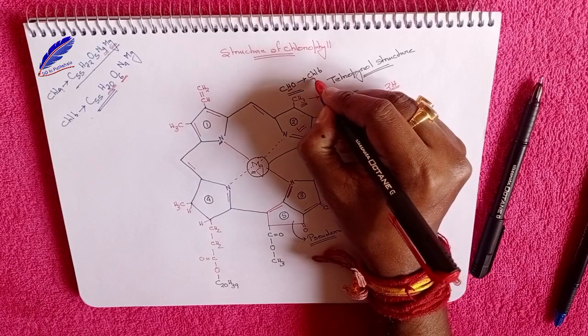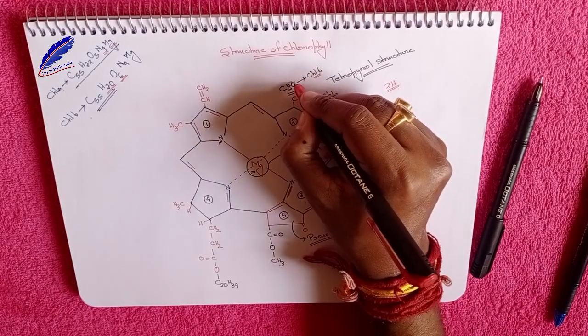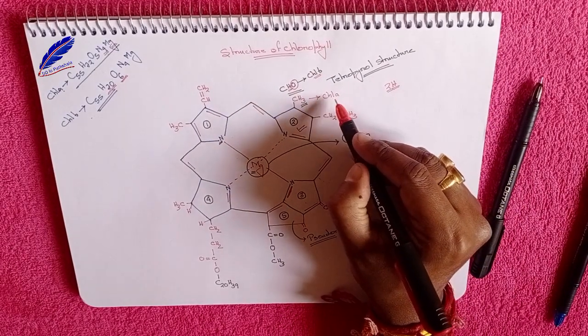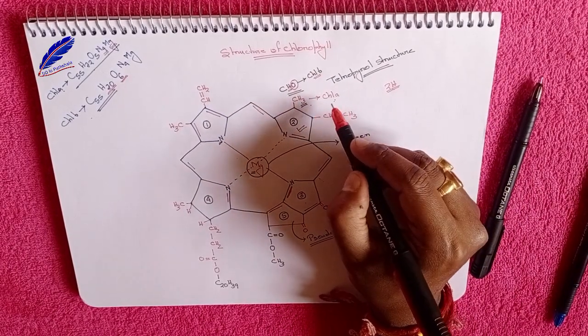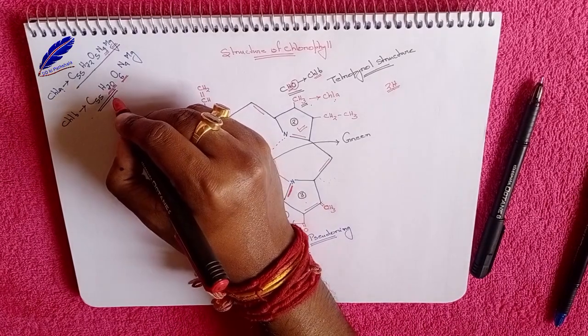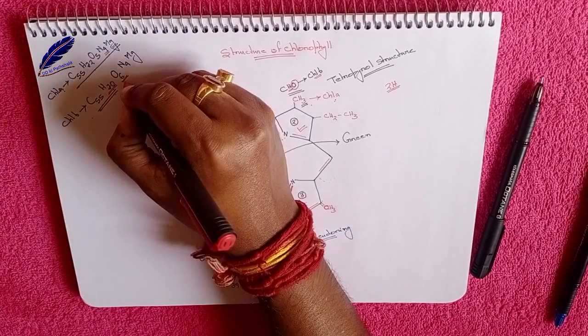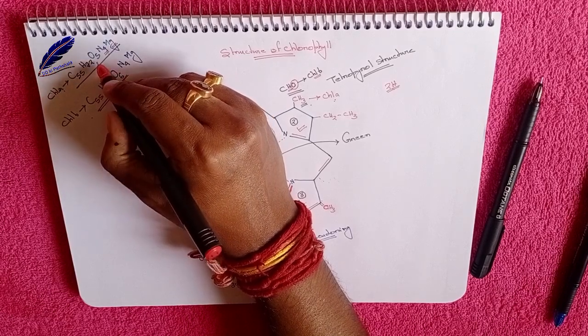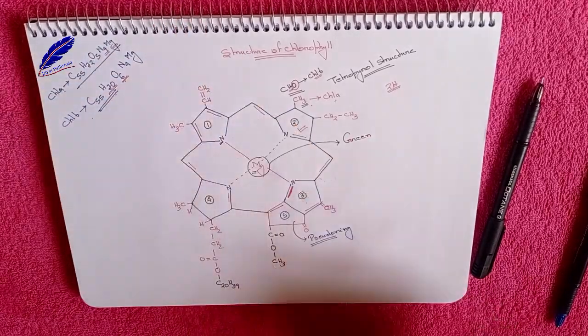Similarly, in chlorophyll B we are observing a surplus oxygen atom, which is absent in chlorophyll A, which is why in the molecular formula there is one additional oxygen atom in chlorophyll B in comparison to the chlorophyll A molecule.